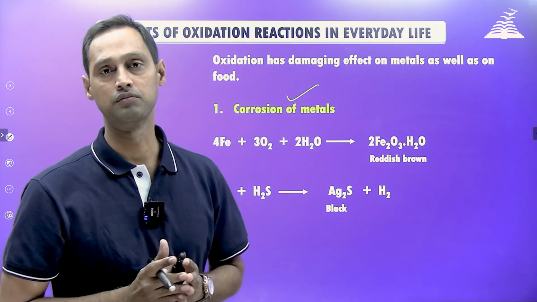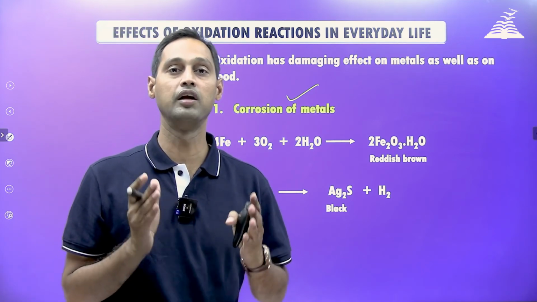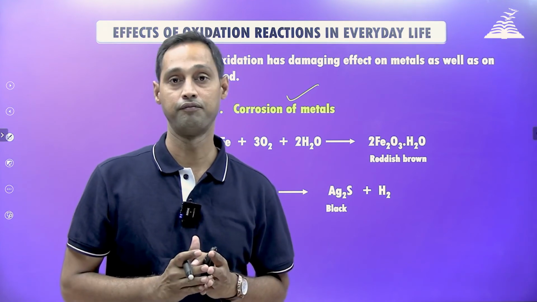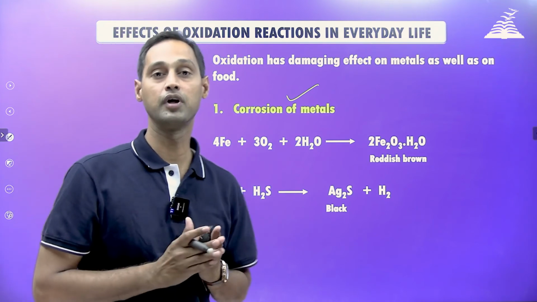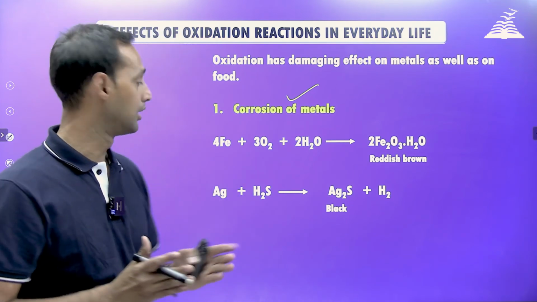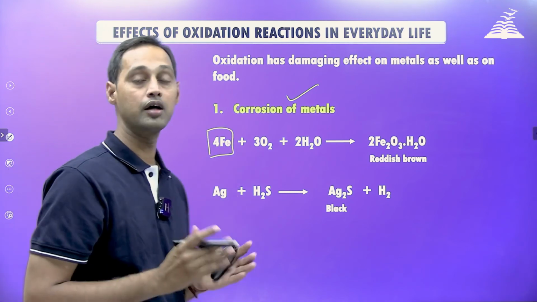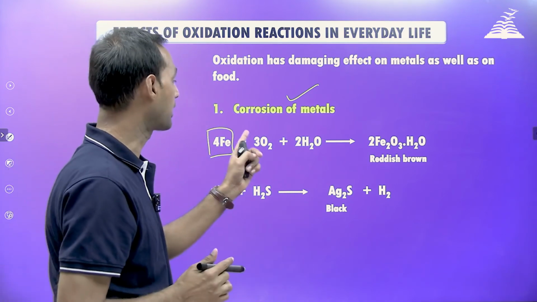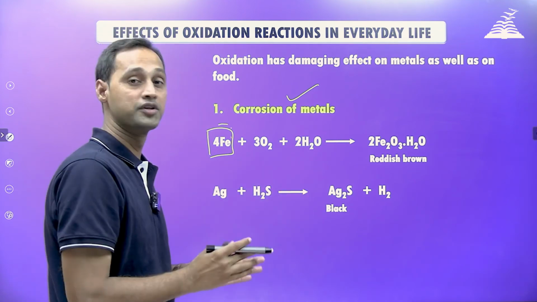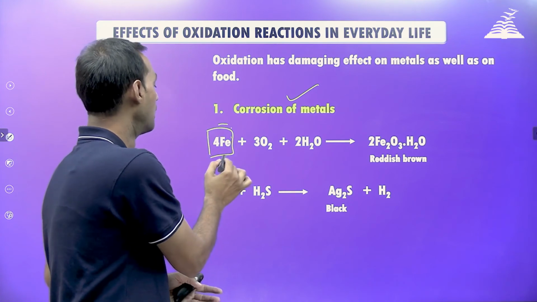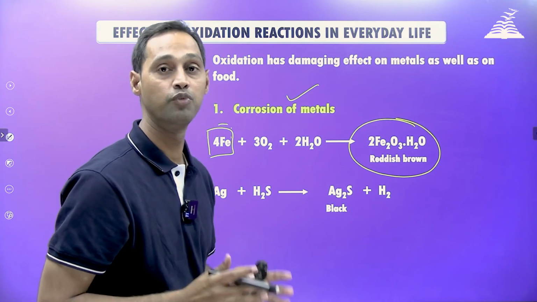So what is corrosion? Corrosion means gradual eating up of metal when the metal is exposed to atmospheric air. So here what happens is the metal loses its shiny appearance on oxidation. Let's take a look at a few examples. Let's take a look at iron metal. When iron is exposed to atmospheric air, it reacts with oxygen and moisture present in the air. And then on the surface of the iron metal, a reddish brown colored substance is formed, which is a new substance.